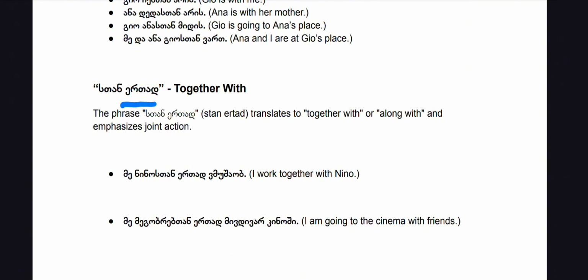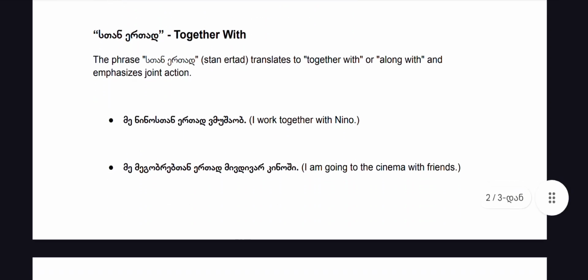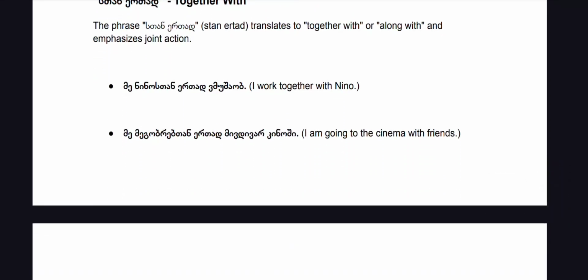If you want to say that you're doing something with someone or you are with someone, you have to add one more thing, which is ერთად. Erti means one, ერთად means together. So if you say the word and you add stan and then you add ერთად, it's translated like together with, along with. For example, me Ninostan ერთად ვმუშაობ. We are taking stan, we are adding ერთად, and it means that you're working with Nino.